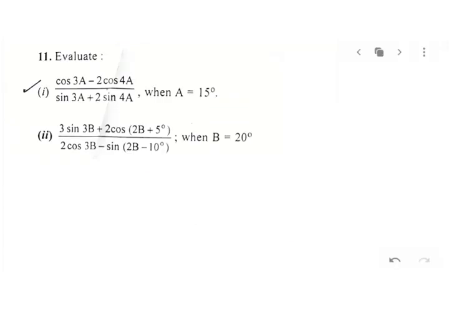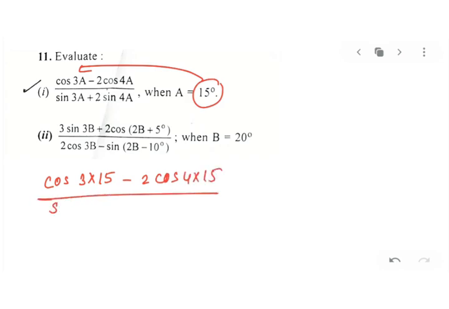In problem number 11, we have to evaluate (cos 3A minus 2 cos 4A) upon (sin 3A plus 2 sin 4A) when A is 15 degrees. So you have to put the value of A as 15 degrees. So 3A is 3 into 15. Then 2 cos 4A, 4A is 4 into 15, upon sin 3A, so sin 3 into 15, plus 2 sin 4A, so sin 4 into 15. Got my point? What I have done in my first step? I have just included 15 degrees instead of A.